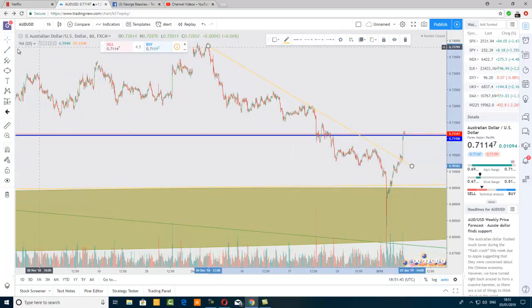So on the hourly time frame, I'm going to draw roughly a channel like this. Price breaks out of that yellow channel, see here. You can measure the width of that channel.